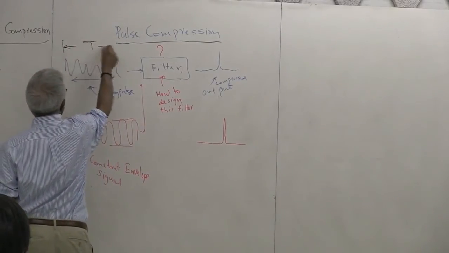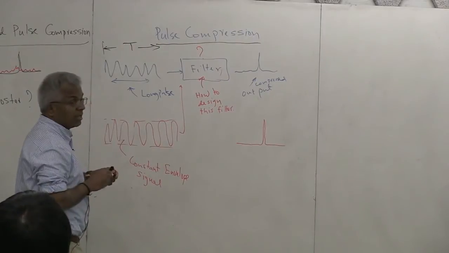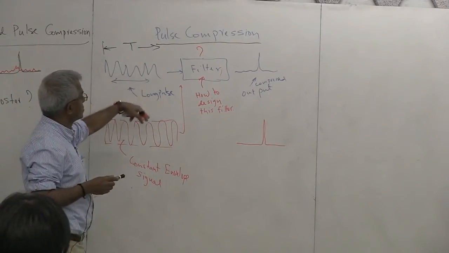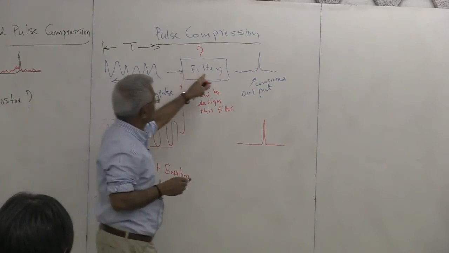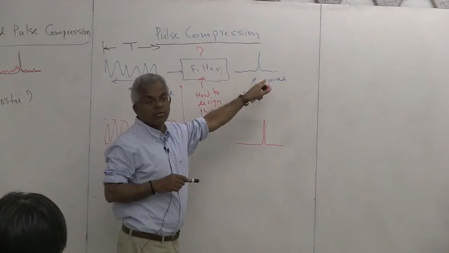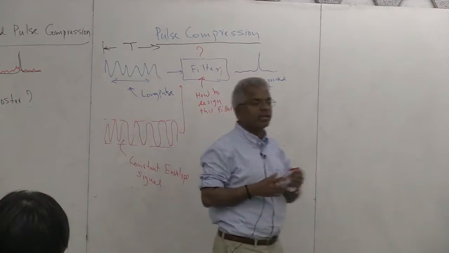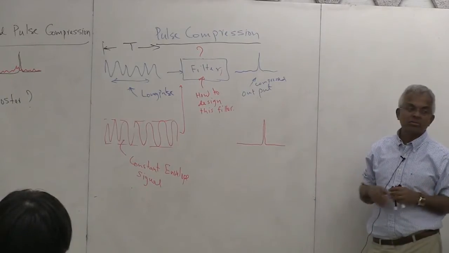You have some finite pulse of some duration. Any pulse, very long pulse generally. So the idea of pulse compression is you want to find a filter which will compress it so that at the output all the energy is compressed. All right, so that's the problem.